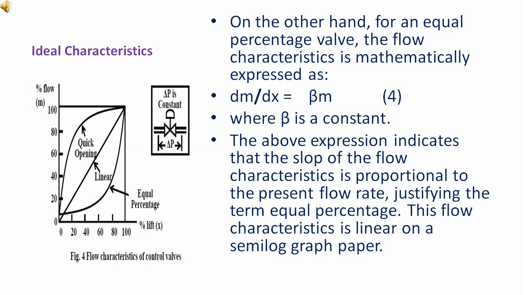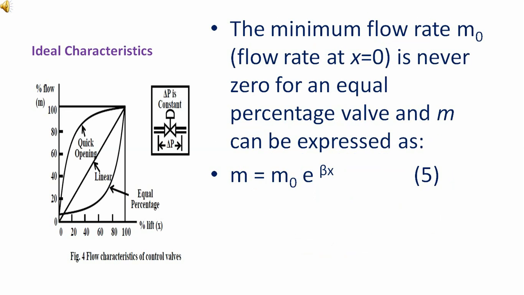The above expression indicates that the slope of the flow characteristic is proportional to the present flow rate, justifying the term equal percentage. This flow characteristic is linear on a semi-log graph paper. The minimum flow rate M0, flow rate at x equal to 0, is never 0 for an equal percentage valve, and M can be expressed as M equal to M0 exponential raised to power beta x, equation 5.